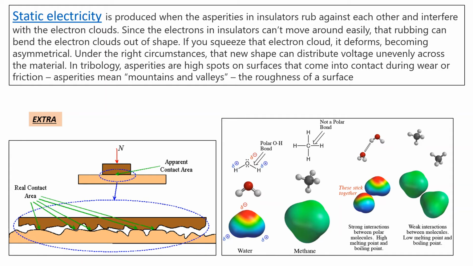So it's when the roughness in the surfaces of the insulators rubs against each other and interferes with the electron clouds. Since the electrons in the insulators can't move around easily, that rubbing can bend the electron clouds out of shape. And then what happens when you squeeze that cloud? It deforms and becomes asymmetrical. Then, under the right circumstances, the new shape will distribute voltage unevenly across the material. What that means is that one side becomes more positive and one side becomes more negative. And that causes the electrons to be transferred from one object to the other.